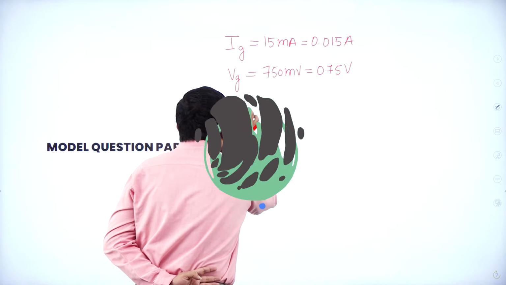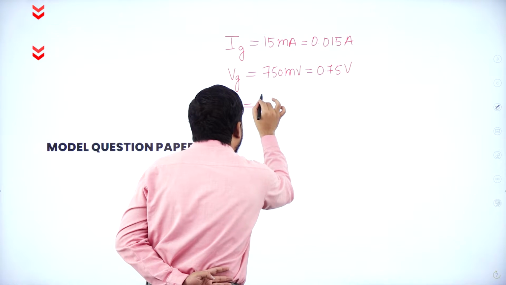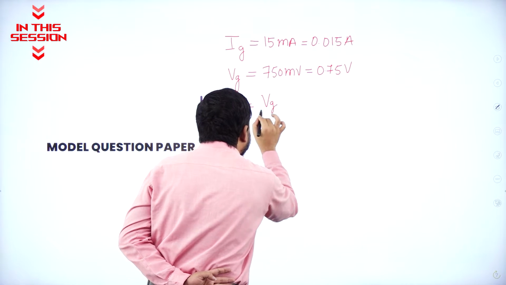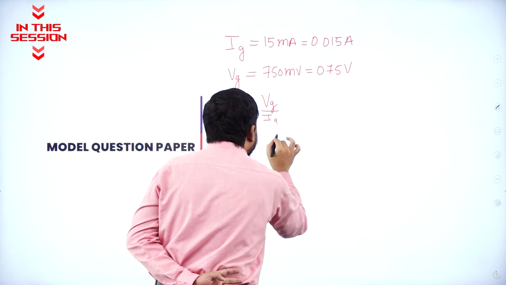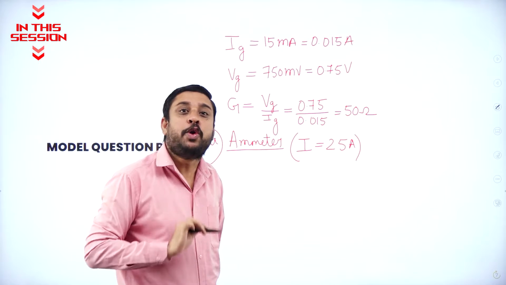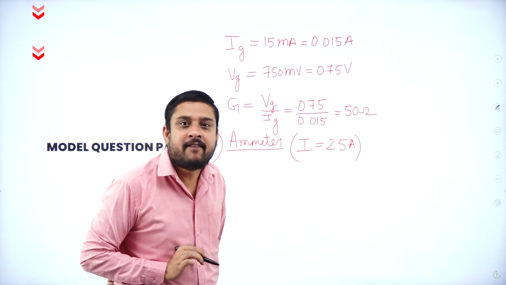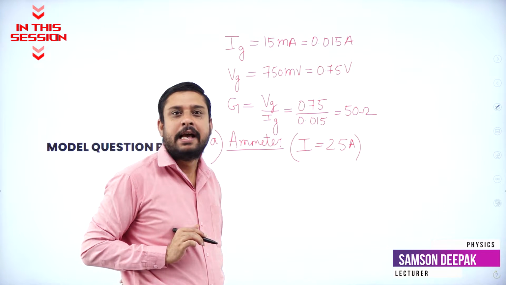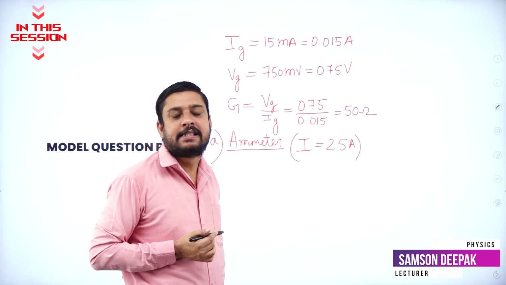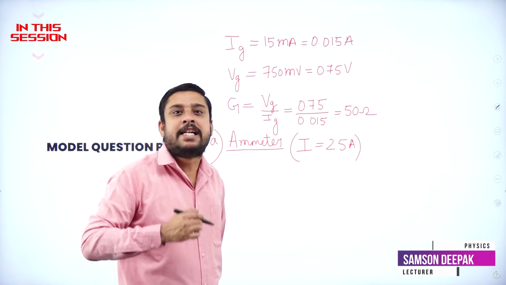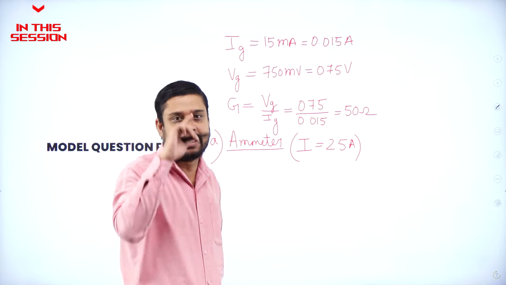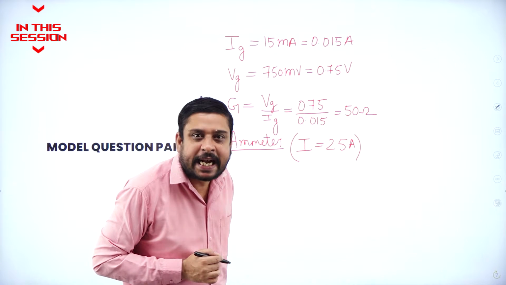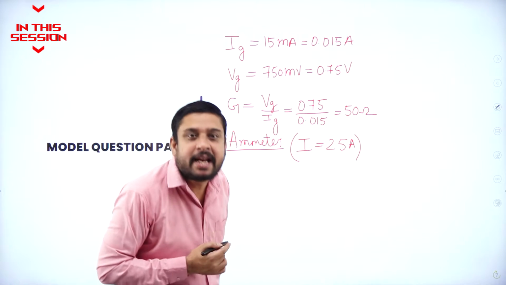So resistance of the galvanometer is Vg by Ig. So how do we convert a galvanometer into an ammeter? A small resistance called shunt resistance has to be connected in parallel with it.